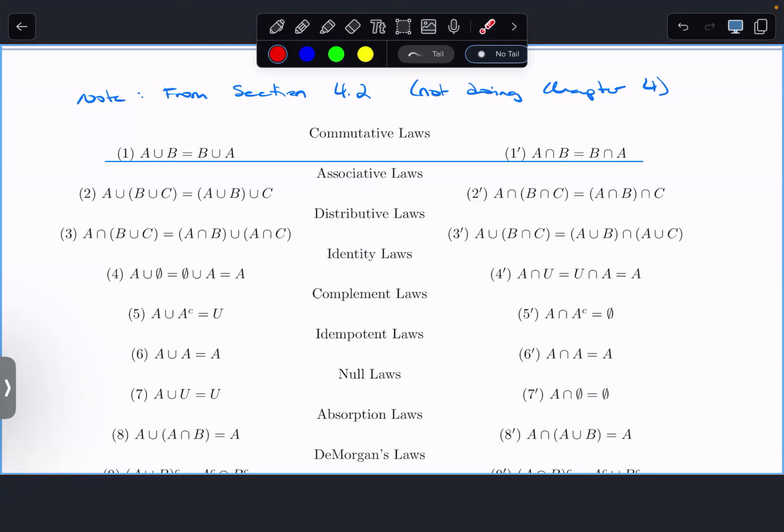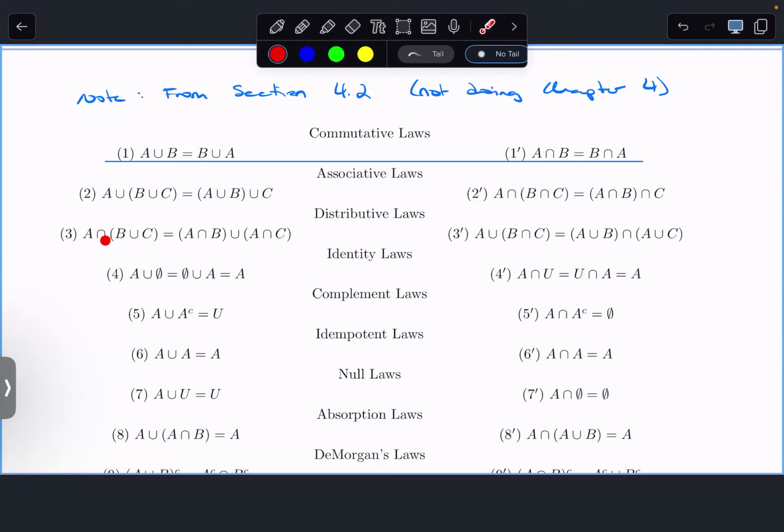So the associative laws say that, okay, A or B or C is the same thing. I can regroup them and say, okay, that's the same thing as A or B or C, right? And so I can regroup them. Same thing with the ands.